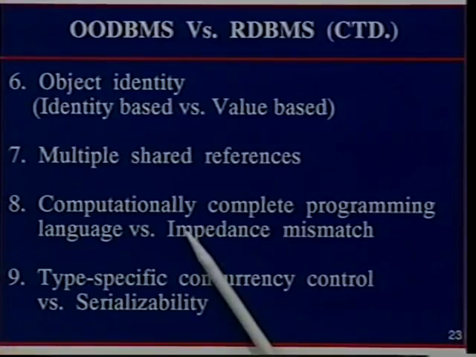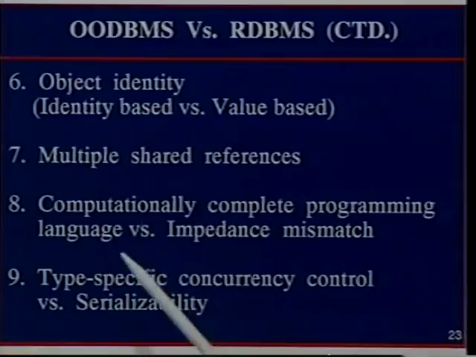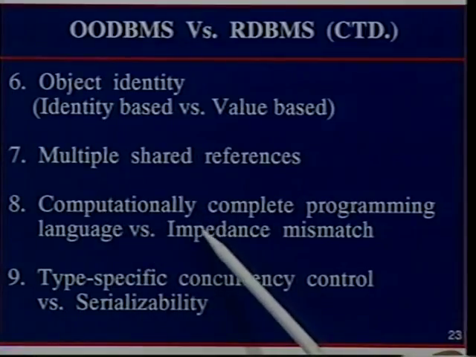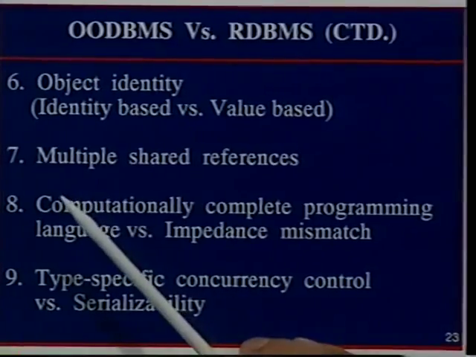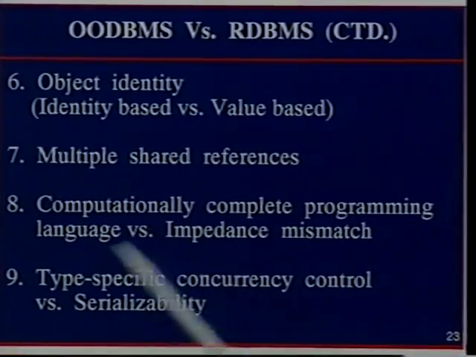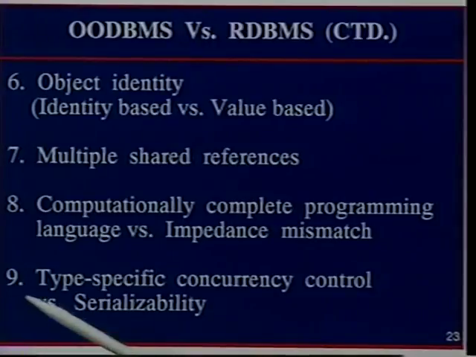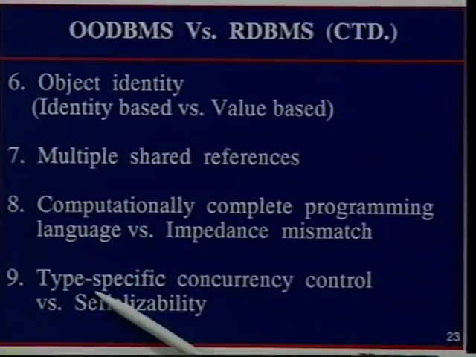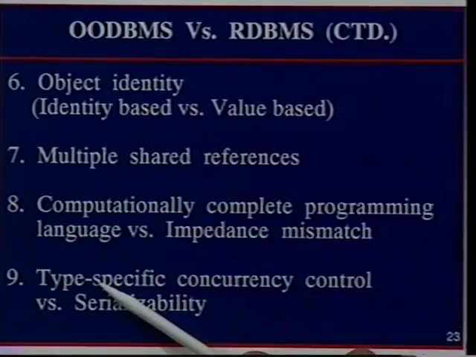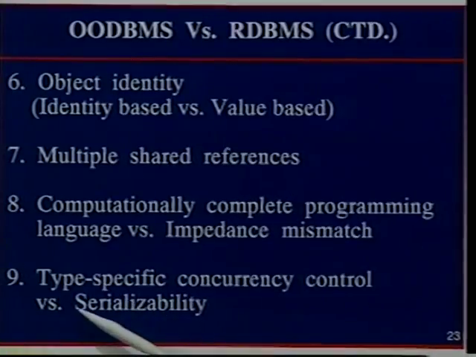So what does this mean? In terms of relation, we'll talk about it in a few minutes, but if you look at relational databases, the language that you program in is different than the language which is natural to the relational people, that is SQL. Then in terms of concurrency control, in object-oriented databases, we can do type-specific concurrency control versus the notion of serializability, which the relational people enforce.